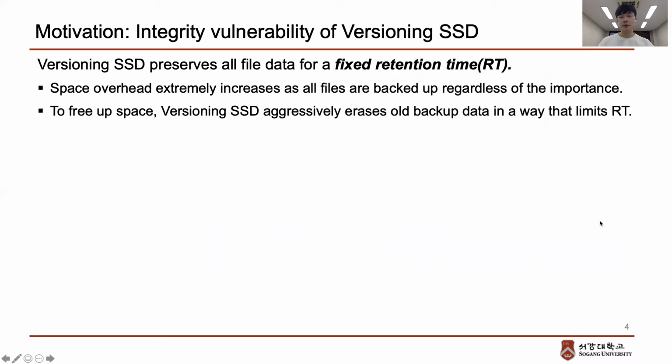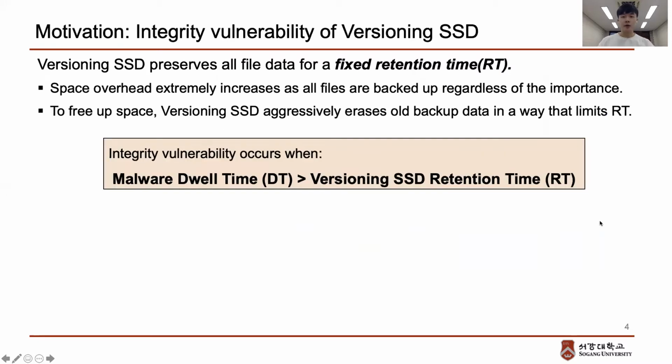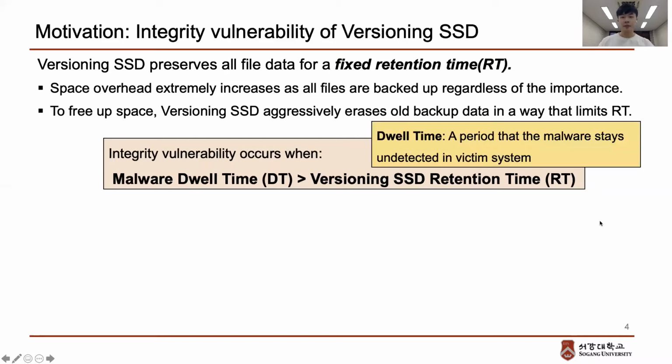Versioning SSD preserves all files for a fixed retention time. However, space overhead in SSD extremely increases as all files are backed up regardless of the importance of the files. To free up space, versioning SSD aggressively erases old backup data in a way that limits retention time. However, the integrity vulnerability occurs when malware's dwell time is longer than the versioning SSD's retention time. Here, dwell time means the period that the malware stays undetected in the victim system.